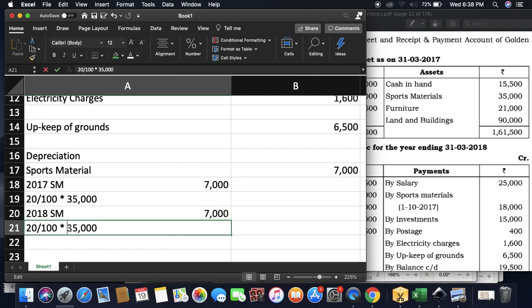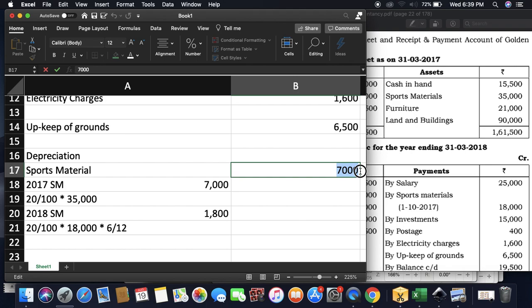20 into 18,000. Now this is another important thing which you need to take care of. You write the number of months and divide it by 12. So 20% of 18,000, I know it's 3,600, but we have to divide it into 6 by 12, that is half, because 6 goes in 12 two times. So 3,600 divided by 2, that is 1,800. So you write the calculated amount outside, 8,800.